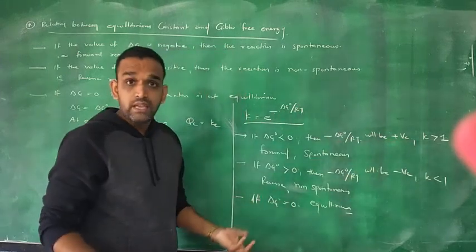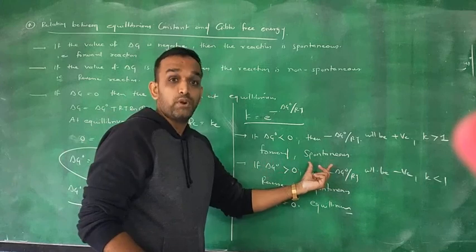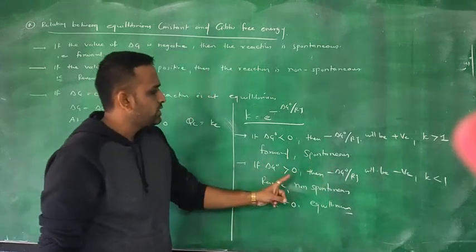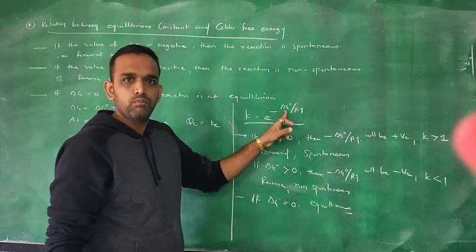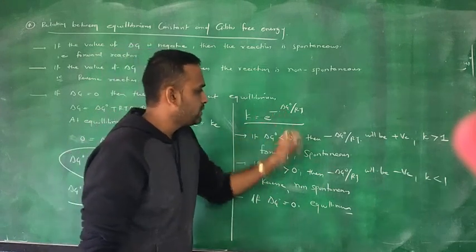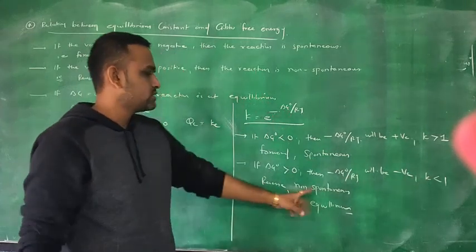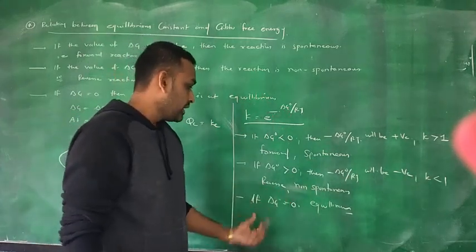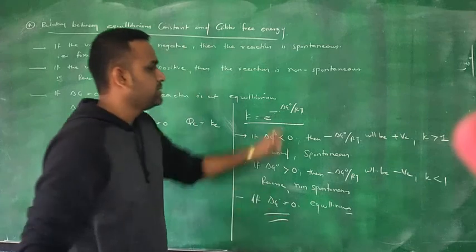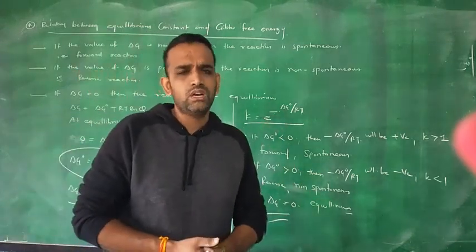So when K is greater than 1, then we can say that the reaction will occur in the forward direction and be spontaneous. If delta G0 is greater than 0, then this will come negative, so delta G0 by RT will be negative, so KC is less than 1, and so the reaction will be non-spontaneous. And the last one, if delta G0 is 0, then we can say that it will reach the equilibrium position. Understand?